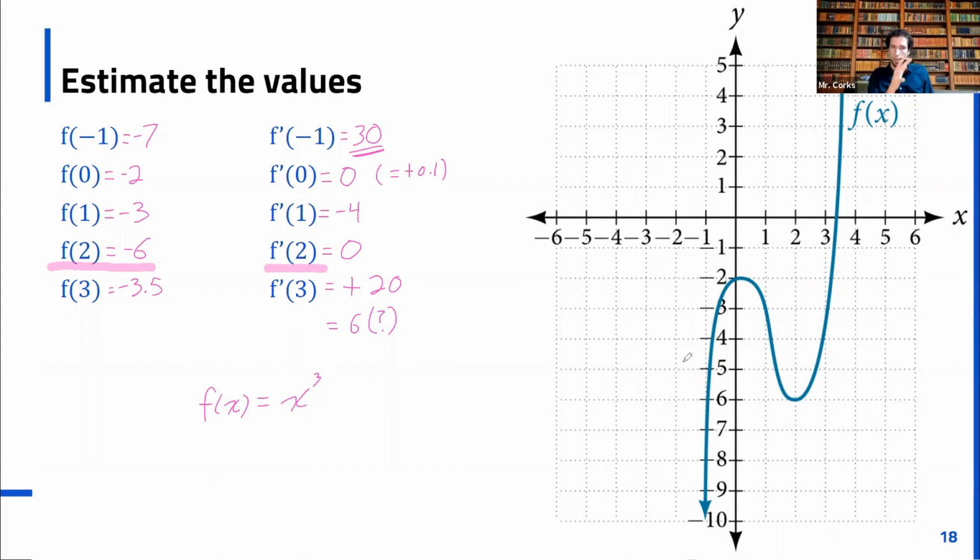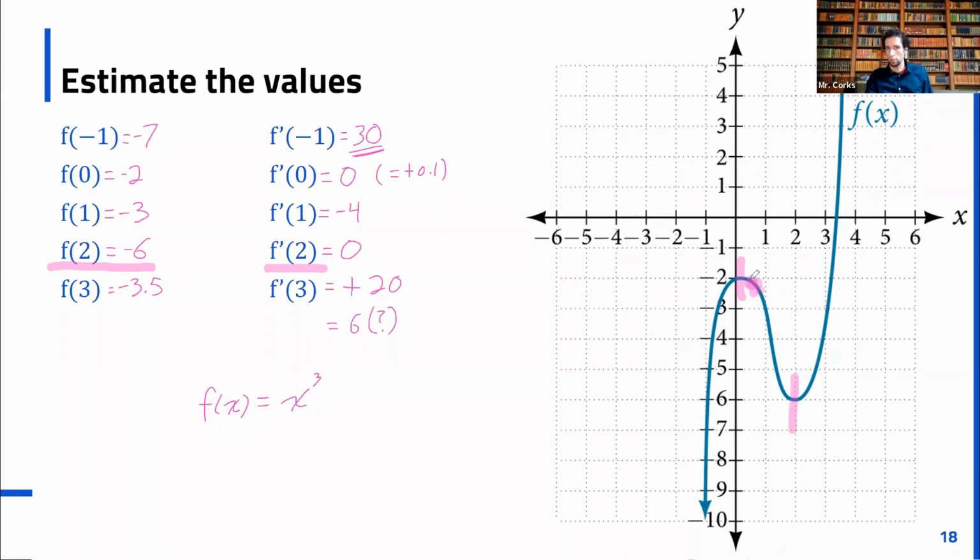I'll just ask these same questions in a slightly different way. For what region of the graph is the slope negative? From where to where on this graph is the slope negative? And tell me in terms of the x values. From 0 to 2. Okay, so about there to about there.